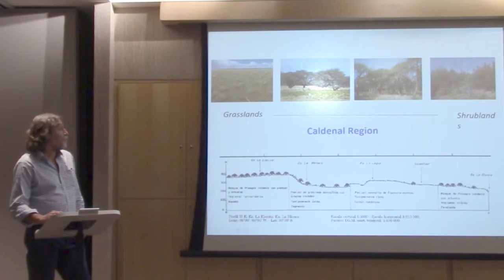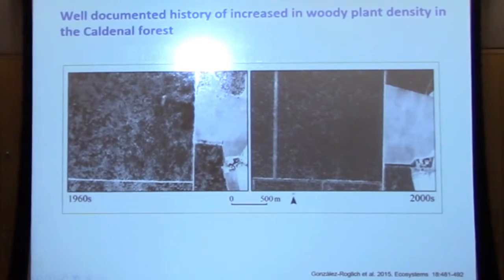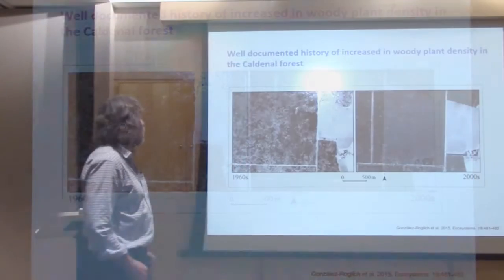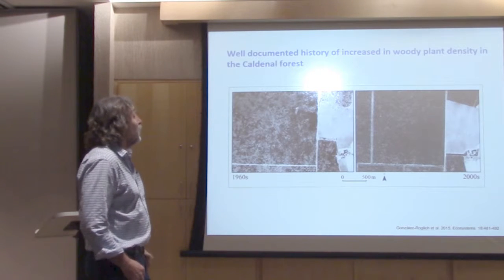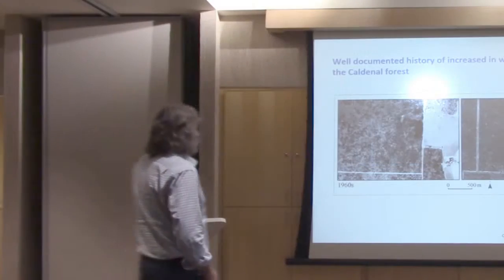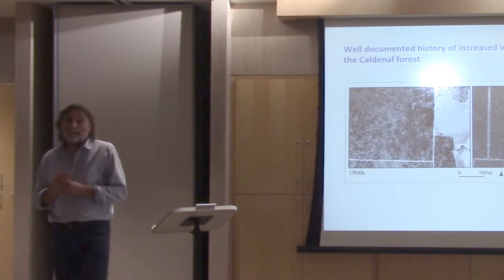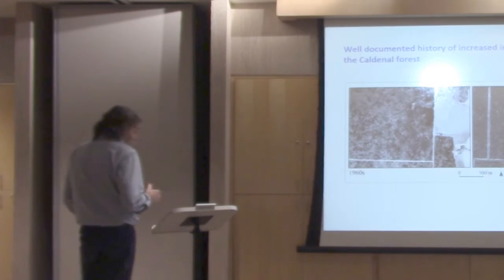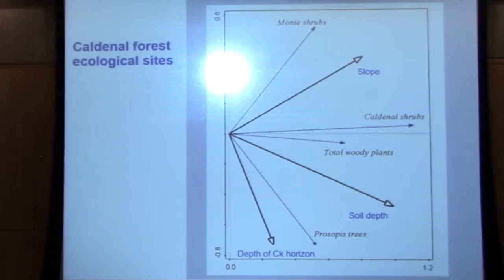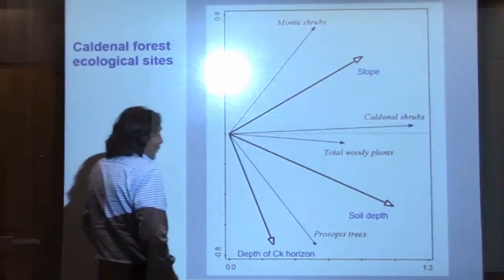The main process forming the changes in the density and type of community, the density of the woodland, is the increase in woody plants. So woody encroachment is the main process that forms the different patterns that we see in this area. In particular, there is an increase in woody plant density within the area that we call the Caldenal forest. So in order to get an idea of where the ecological site characteristics are where we can find the Caldenal forest, we did several studies, and I will show you one example. We see here different types of plants.